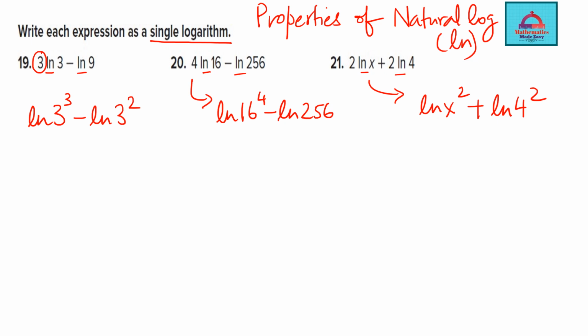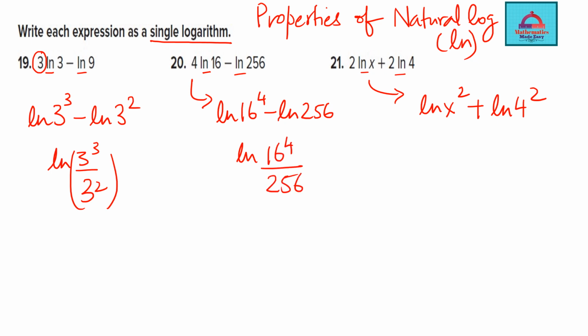Now, it is subtraction in these two questions, so subtraction changes to division. So I can write ln of 3 to the power 3 over 3 square, ln of 16 to the power 4 over 256, and here it is addition, so it will be just multiplied, x square multiplied by this. So remember, subtraction changes to division, addition changes to multiplication.